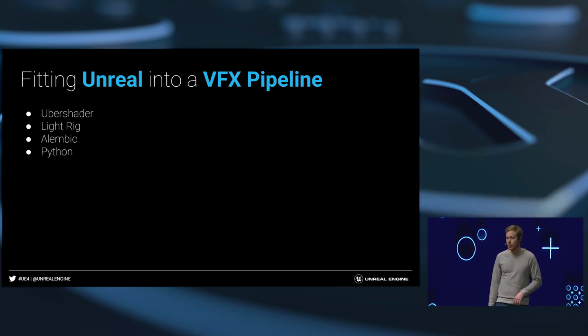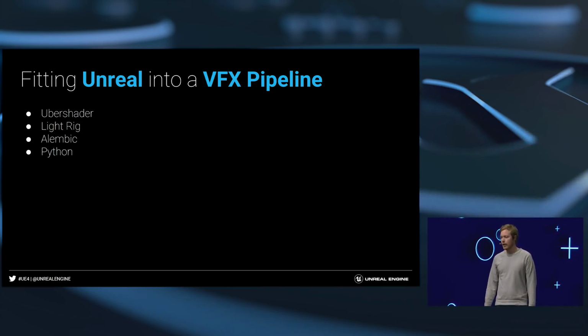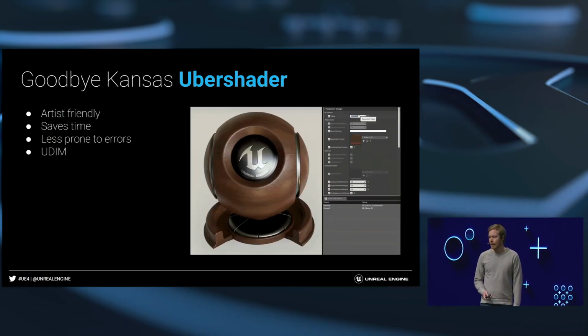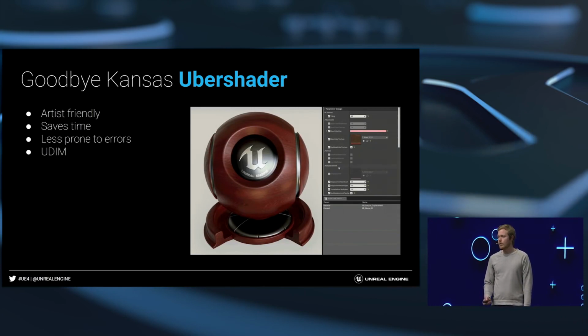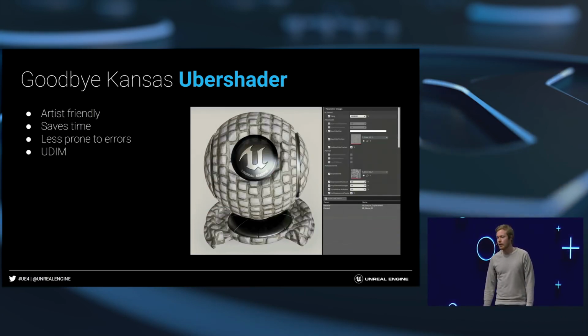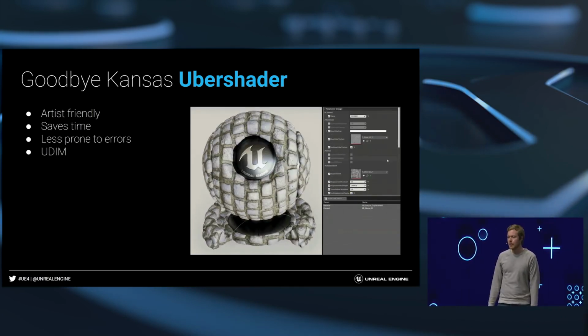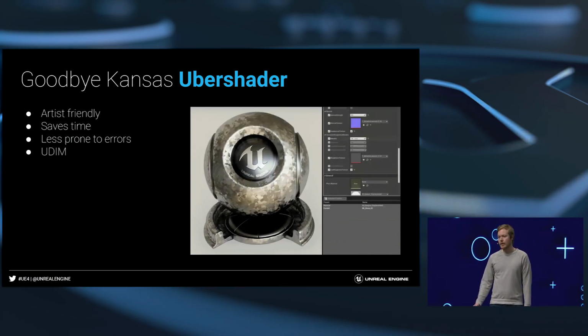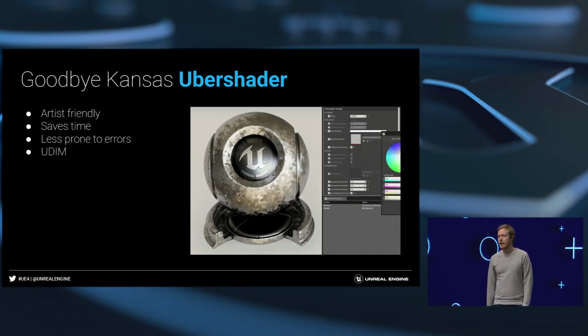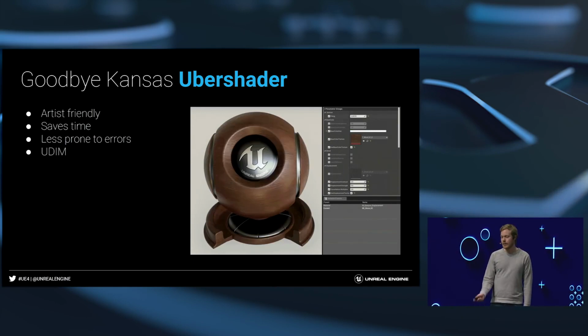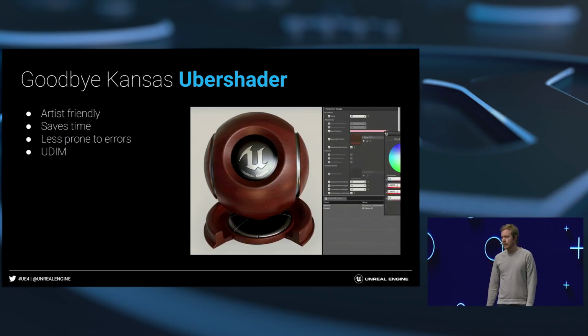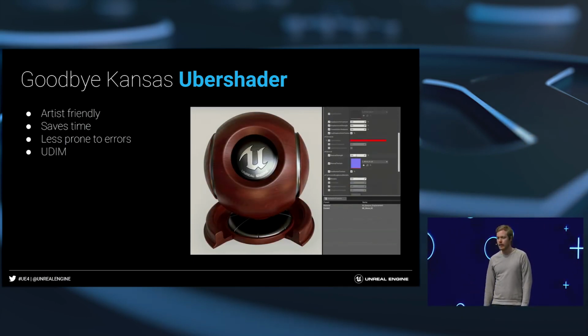We also have Python support, so we can extend our pipeline just like we do with other applications that we use. So here, for example, we created an Uber shader, so the artists don't have to create their own shaders, saving lots of time and troubleshooting. We also implemented UDIM support, so we can use our assets directly from our pipeline. And this is just a material function, so it's nothing fancy here. It's made in the node-based material editor.